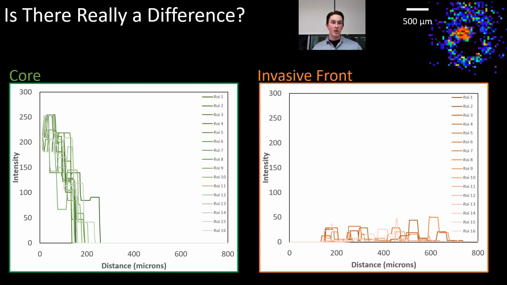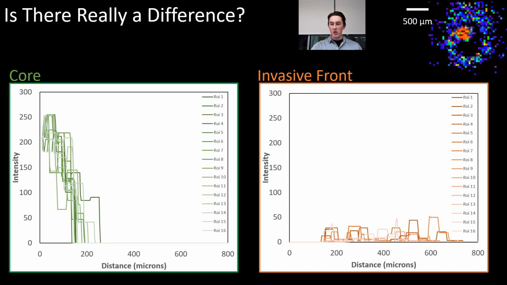As you can see on the core, there's a sudden drop-off in intensity and then nothing afterwards. And since each drop-off is at a slightly different point, it's why it's important that we have that predefined core, so we don't have to worry about eyeballing it, we don't have to worry about making mistakes. And then the invasive front is everything after that first drop-off. And it's relatively consistent no matter how far outward from the core it is.